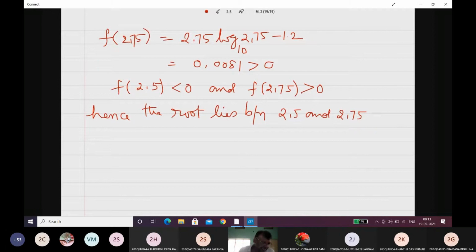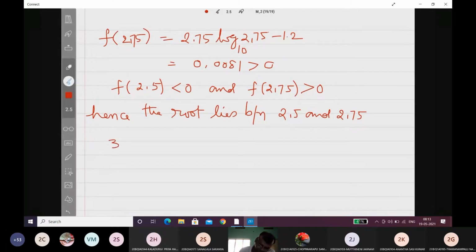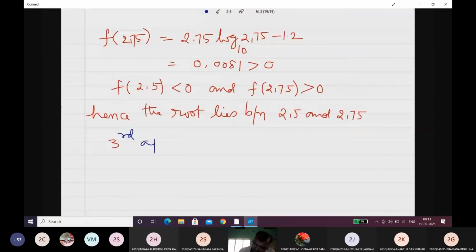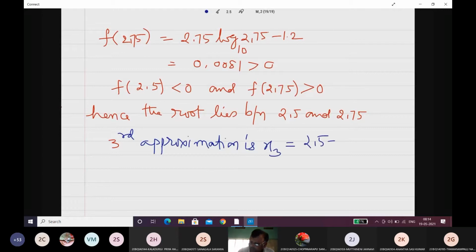Now, the third approximation is x3 is equal to 2.5 plus 2.75 by 2. What is that value? x3 is equal to 2.625.